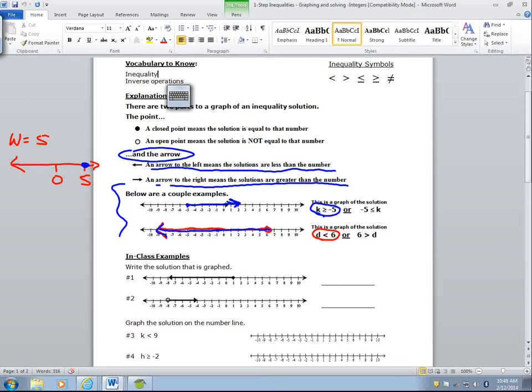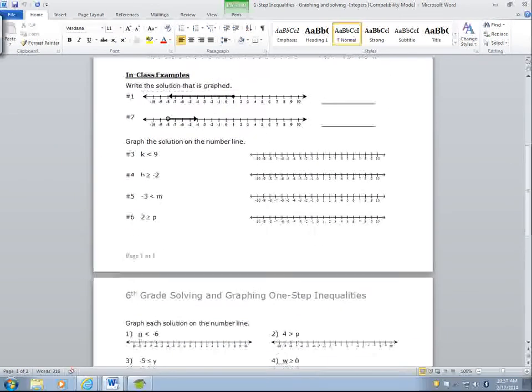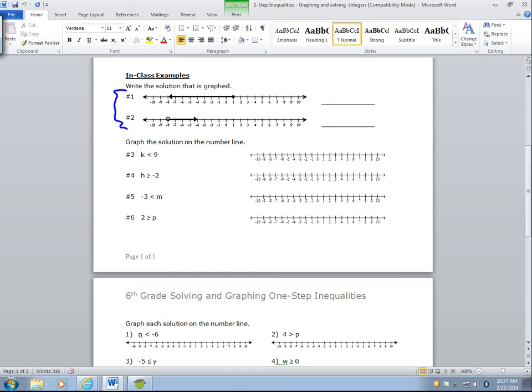Now we have a few in here we're going to do together. And then I'm going to give you an assignment, not real long, that you'll need to do. Okay? Everybody have this information? Okay. Let's do this first. I want you to do 1 and 2 on your paper. Let's see how we go. Reading this, write the solution that is graphed. And you can use X as the variable.